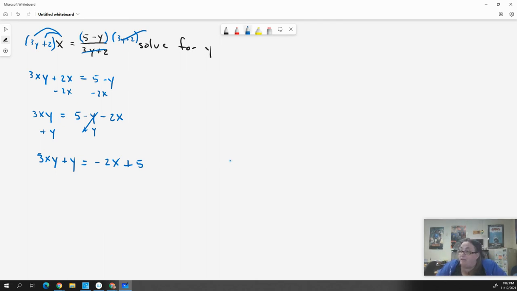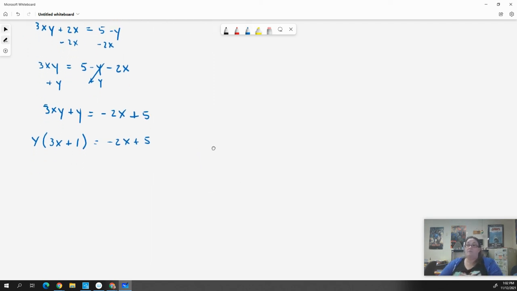Well, each of these have a y component, which means that I can factor a y out of them, right? So I could pull a y out of this and a y out of this piece because they each have at least one y. So here I'm going to factor out a y. If I factor a y out of 3xy, I'm left with 3x. If I factor a y out of y, I'm left with plus 1 because y divided by y equals 1, equals minus 2x plus 5. And we are almost there.